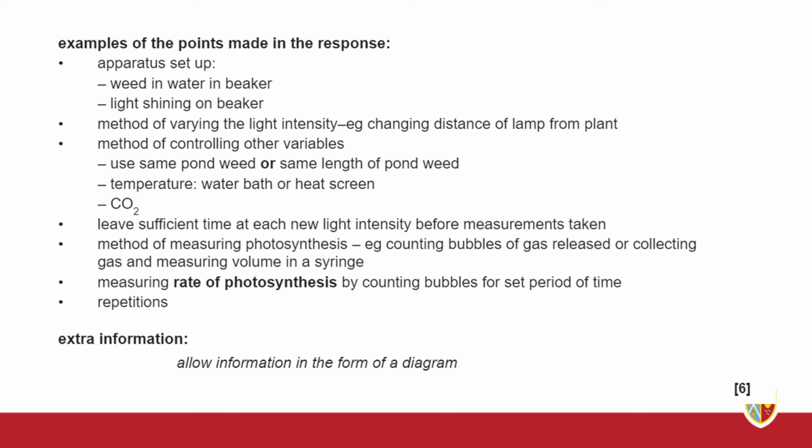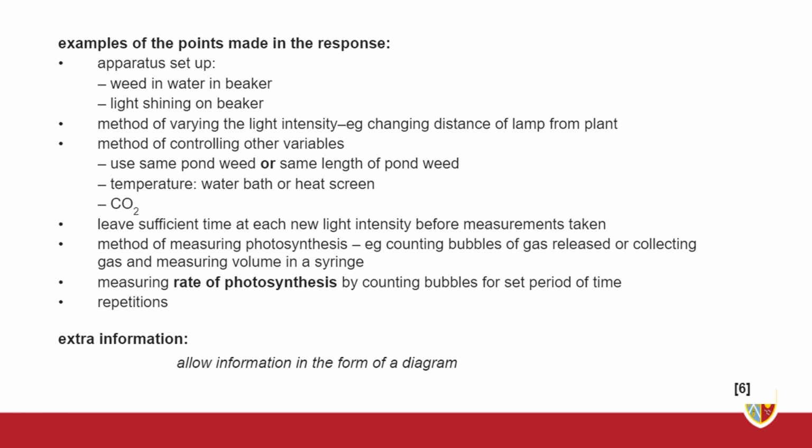Any methods for controlling other variables get you a mark. So using the same pondweed or the same length of pondweed, water bath or heat screen, CO2 by using sodium hydrogen carbonate, leaving it a sufficient amount of time gets you a mark. So making sure you don't just set it up and set it straight off. You have to leave it a little while for it to equilibrate.